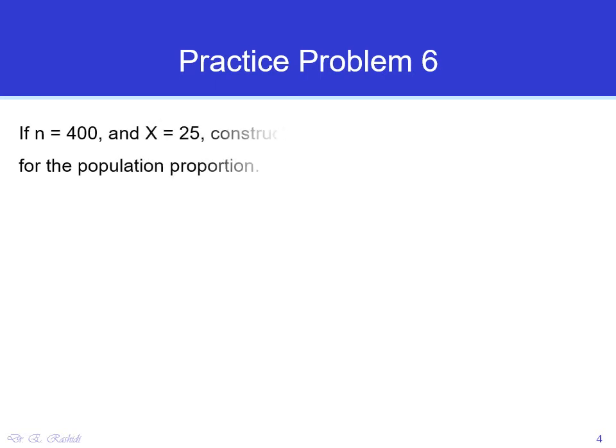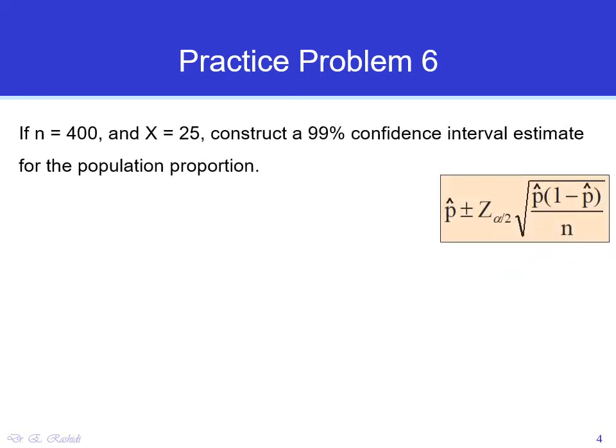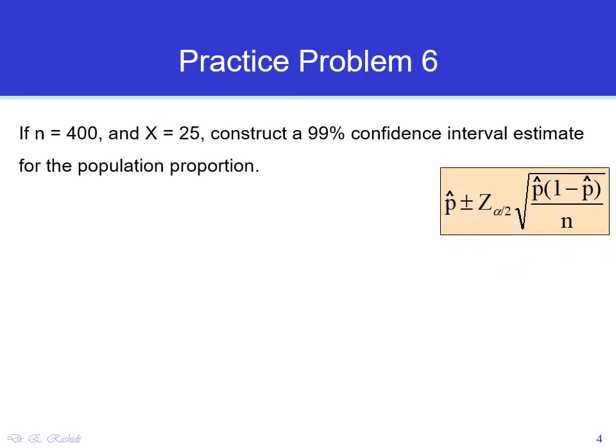Next practice problem. If N is 400, the sample size, and X, the number of items or individuals of interest, is 25, construct a 99% confidence interval estimation for the population proportion. So you have the formula here. So please pause, work on this problem, and then come back to see the solution.